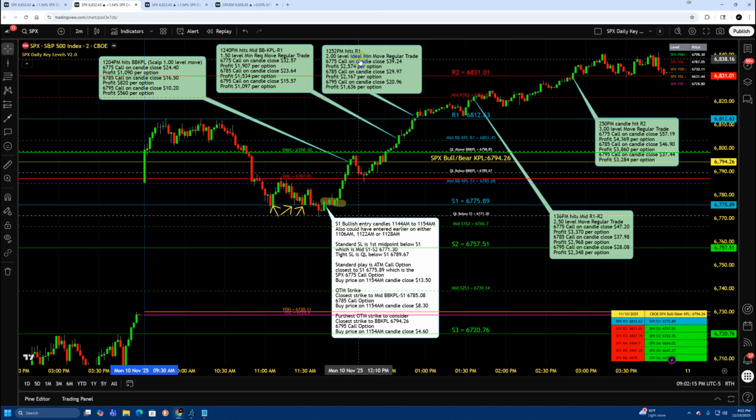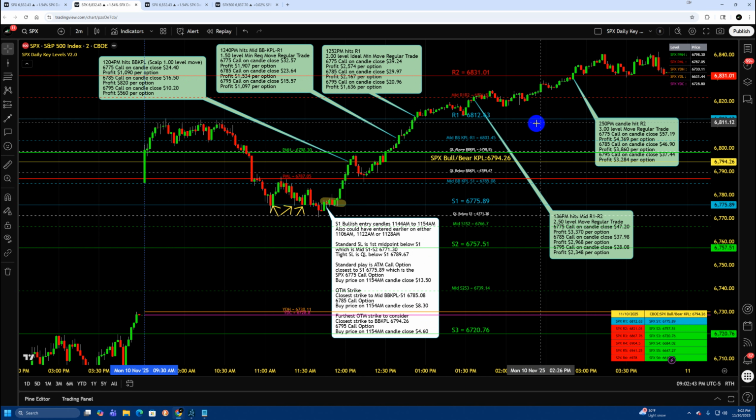The 67.75 call on the candle close is 39.24. That's a profit of $2,574 per option. The 67.85 call on the candle close is 29.97. That's a profit of $2,167 per option. The 67.95 call on the candle close is $20.96. That's a profit of $1,636 per option. Remember, that cost was only $460.